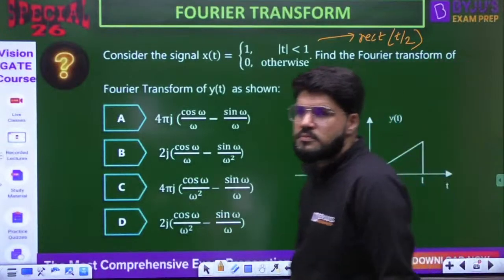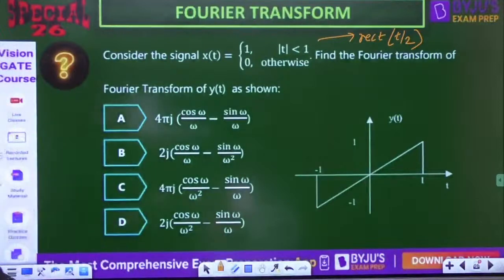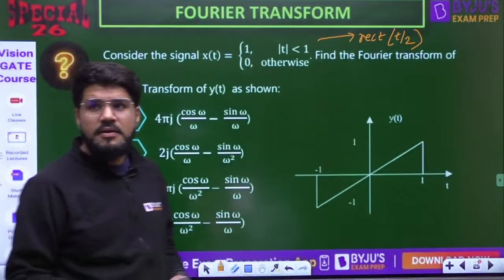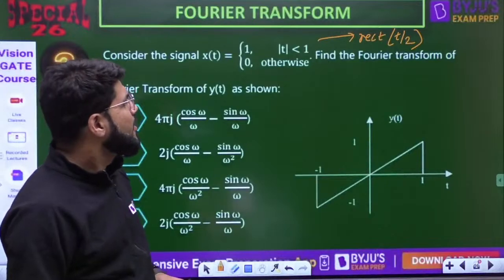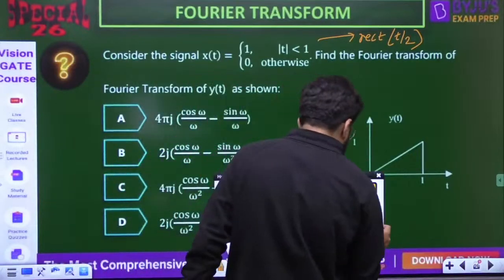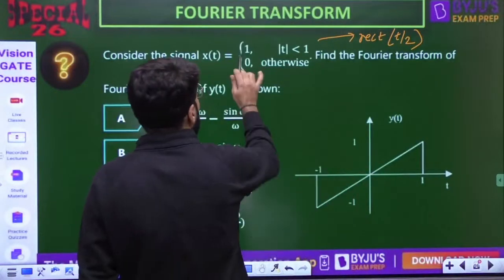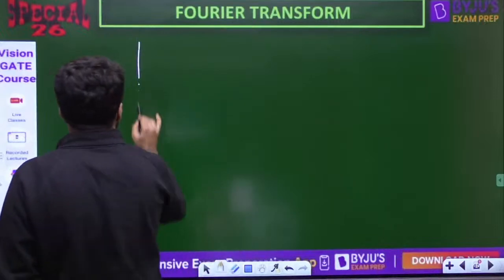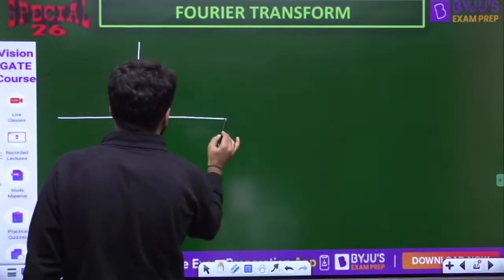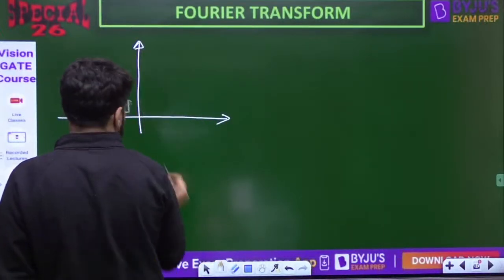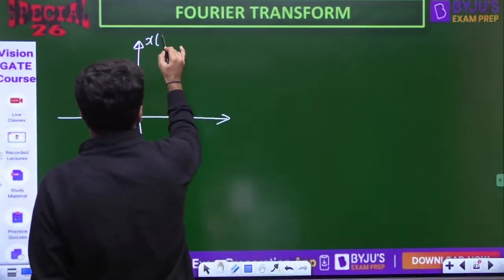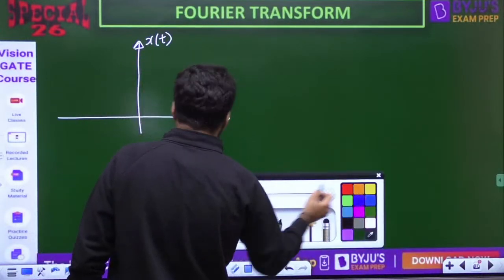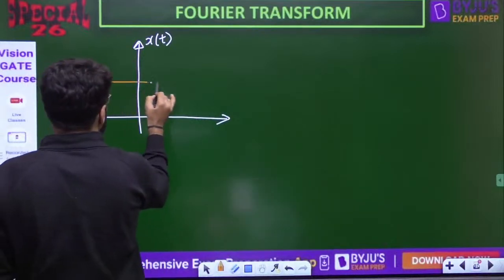Okay, so let's do it. How can you do it? Look, what is x(t)? Let me draw x(t) first. That is a rectangle signal, a rectangle signal from -1 to 1.